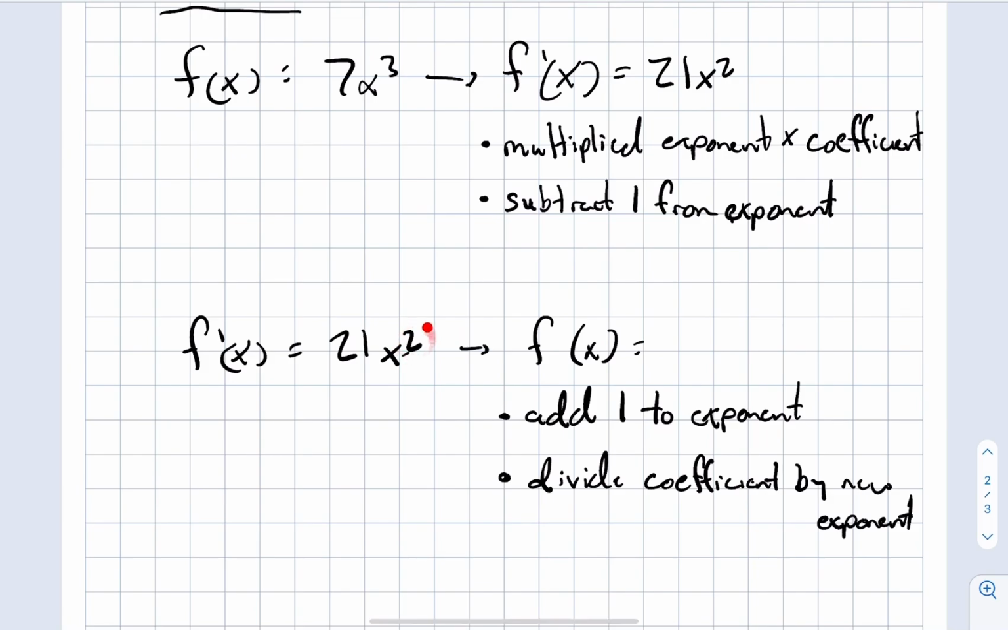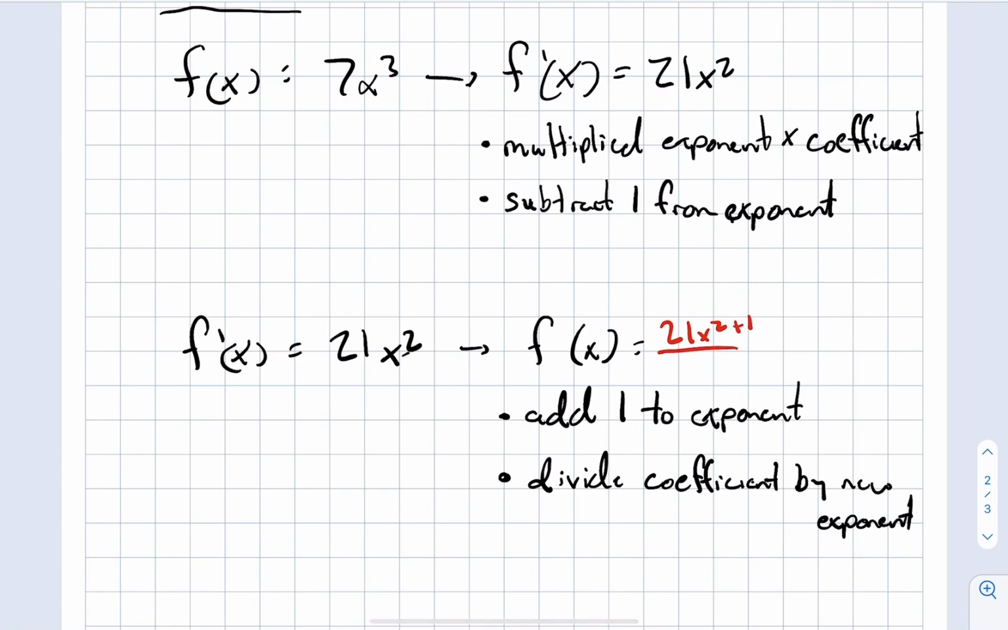Let's see how this is going to play out over here. First of all, we have to take this x squared, so we're going to add 1 to it. So we'll change this up here. Actually, sorry about that. We are going to start off with a 21x squared. Now we will add 1 to that exponent. So that's going to be 3. And then we're going to divide the coefficient by the new exponent.